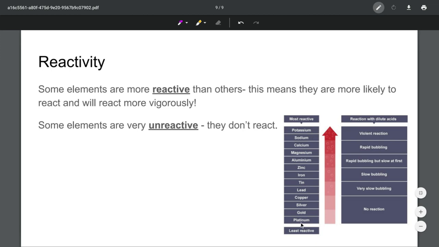But if you put platinum into dilute acid, you're not going to get any reaction. You can put the metals into acid and work out where they are in this reactivity series from how much they bubble or how violent the reaction is. It's a very common exam question. They might give you some information with some missing, and then tell you about their reaction, and you have to slot them in the right place.